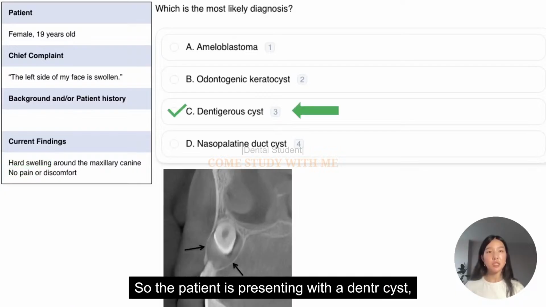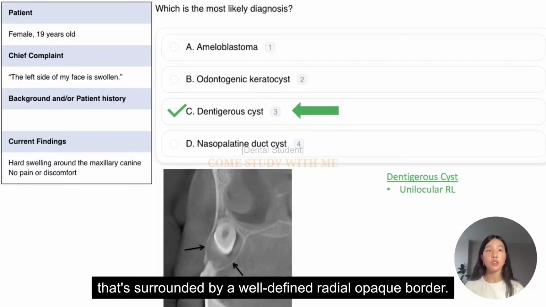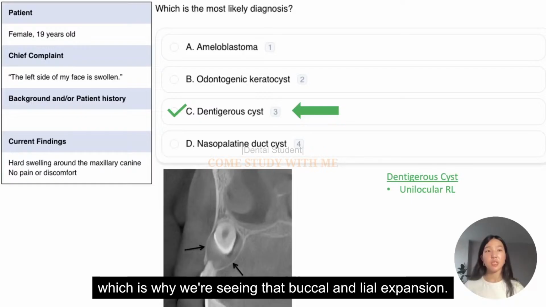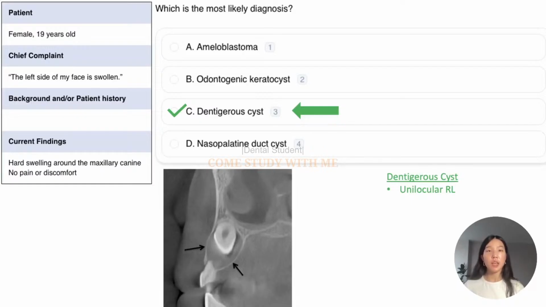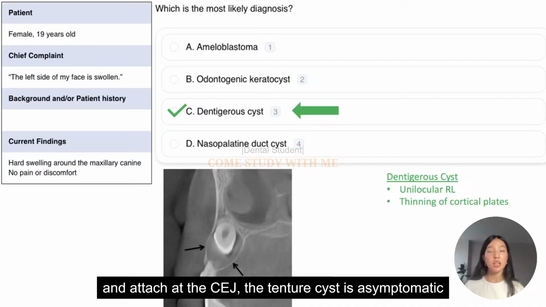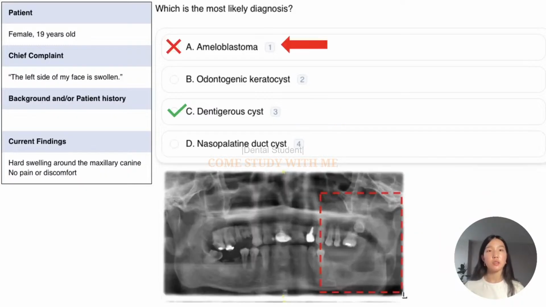So the patient is presenting with a dentigerous cyst, and this will look like a unilocular radiolucency that's surrounded by a well-defined radiopaque border. The lesion will appear to expand the cortices, which is why we're seeing that buccal and lingual expansion. And most importantly, it'll occur around an unerupted or impacted tooth and attach at the CEJ. The dentigerous cyst is asymptomatic, and all of these are consistent with what the patient is reporting. So I'll take a look at the other options to determine why they are wrong.